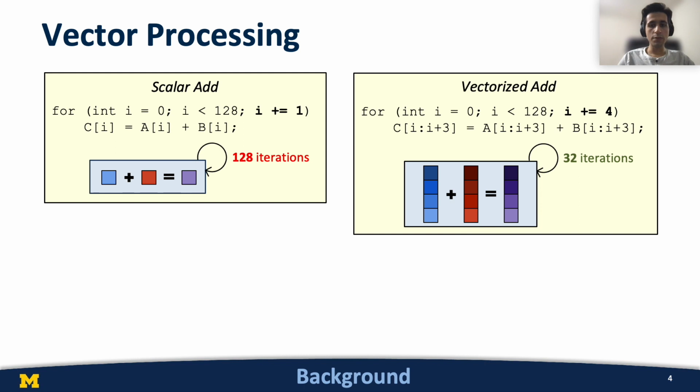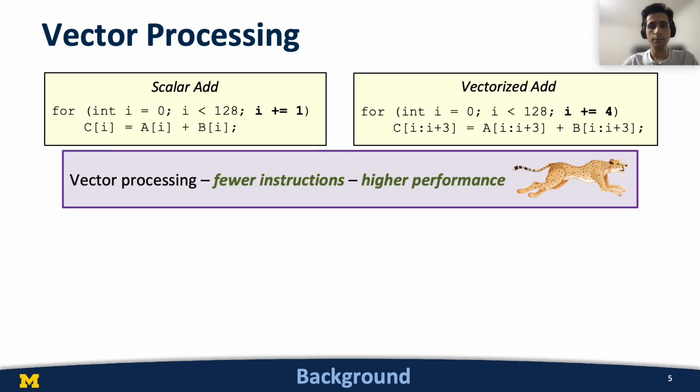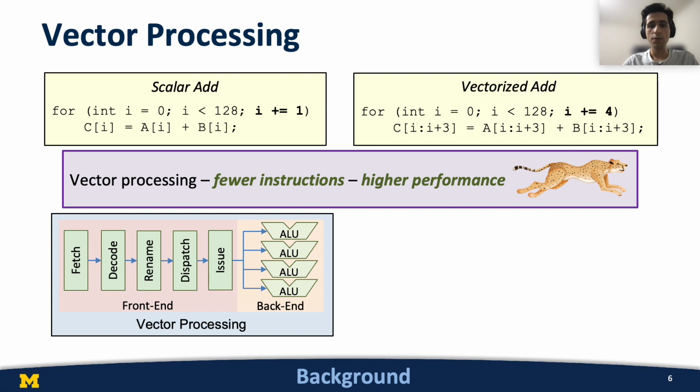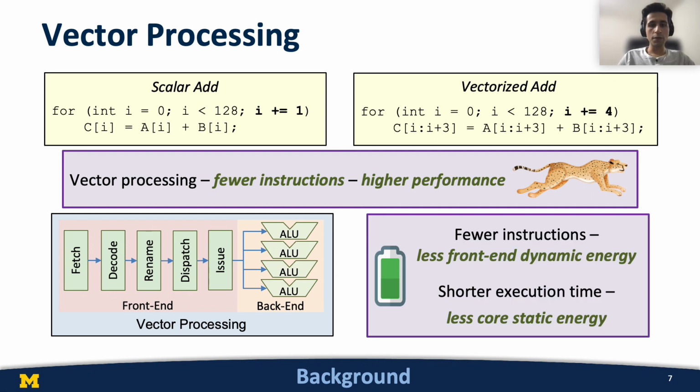Therefore, vector processing reduces the number of loop iterations from 128 to 32 in this example. Fewer instructions improve the performance. A vector instruction is fetched and decoded once in the front-end modules of the CPU, while it processes multiple data in a back-end vector pipeline. Therefore, vector processing reduces dynamic energy consumed by the front-end modules and the static energy of the whole CPU because of a shorter execution time. Vector processing is specifically important for resource-constrained mobile devices to enhance the compute throughput and battery life.